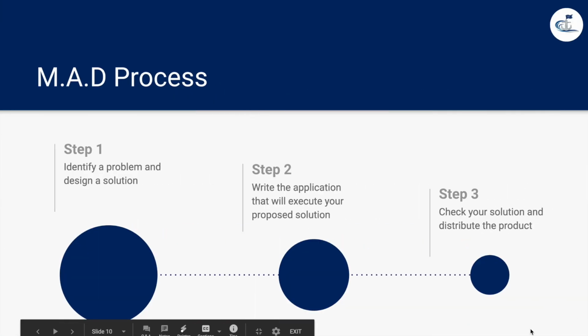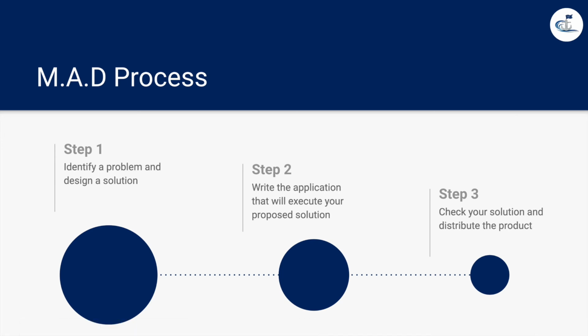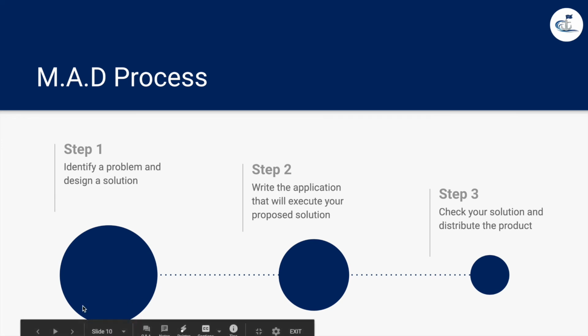Now let's review the mobile app development process. So the first step in the mobile app development process is identifying a problem and designing a solution. Now remember, design is the most important element of this process, and so we really want to take all the time necessary to design a plan and figure out the solution to the problem we are facing.